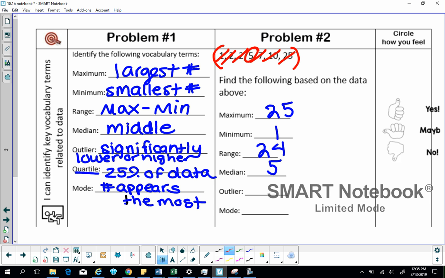Are there any outliers here? Are there any numbers that are way bigger or smaller than the rest of your data? 25. So 25 would be an outlier. Mode? 2. Perfect. Circle how you feel. You got it. Circle yes, maybe, no.